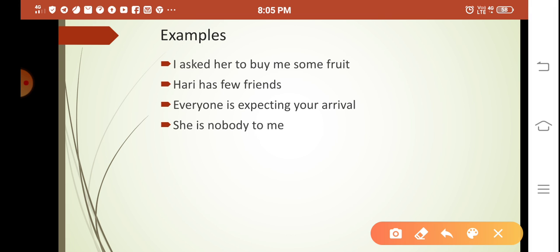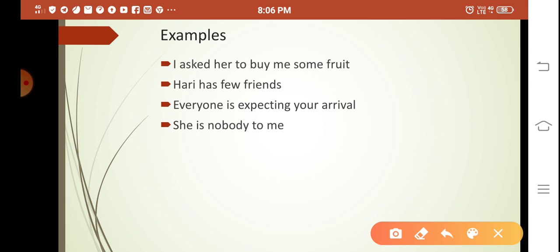So I asked her to buy me some fruit. We do not know the exact number. Some fruit, it can be any fruit. It can be two fruits, three, or many. We do not mention the correct number. It means it is not certain. It is indefinite, not definite. Indefinite means not definite. Hari has few friends.